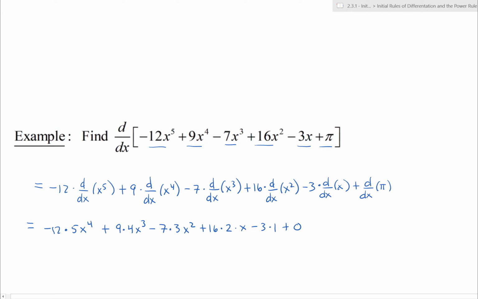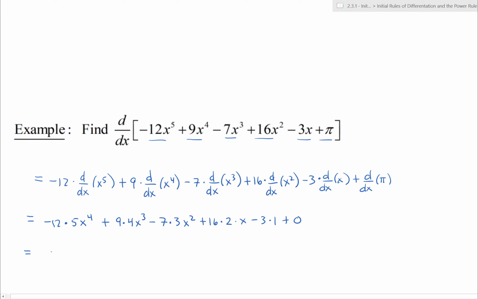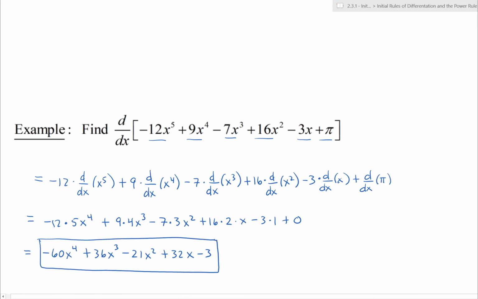So finally, we just clean it up, multiply this out, and we get negative 60x to the fourth plus 36x cubed minus 21x squared plus 32x minus 3. And there you have it. There is the derivative of that fifth degree polynomial, combining three different rules that we've established in this video. And that is the end of the video.